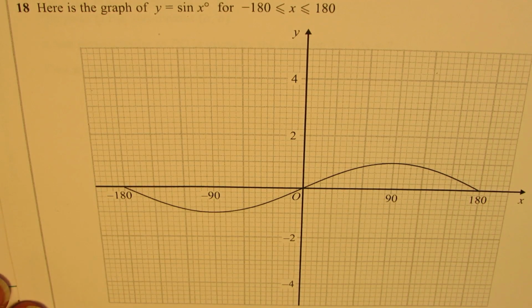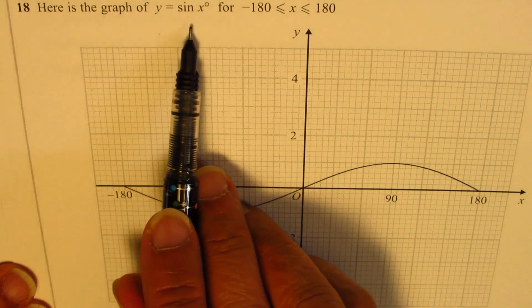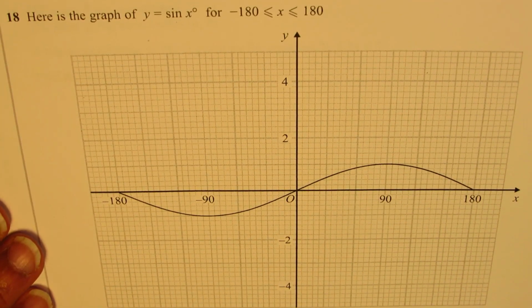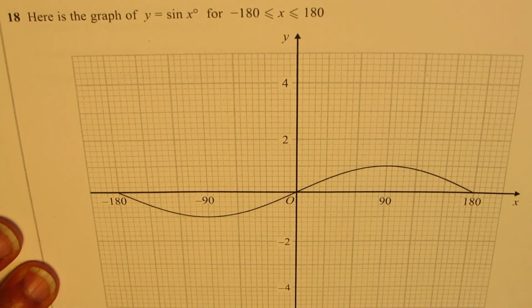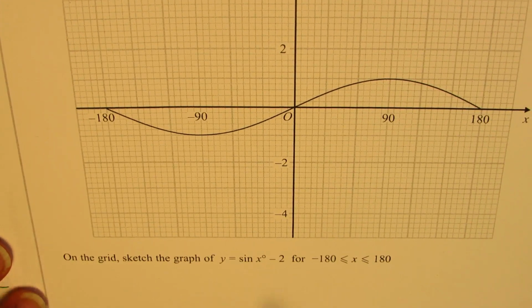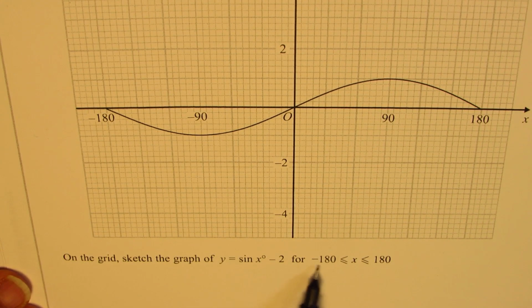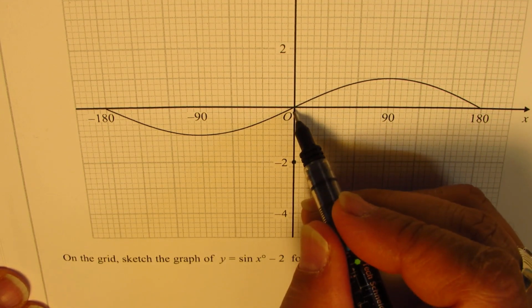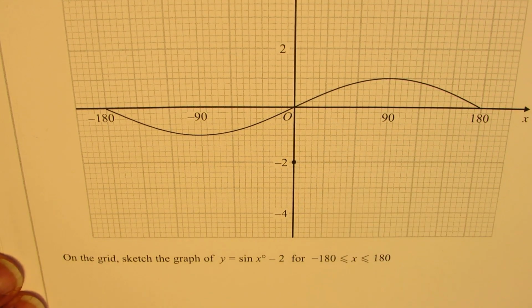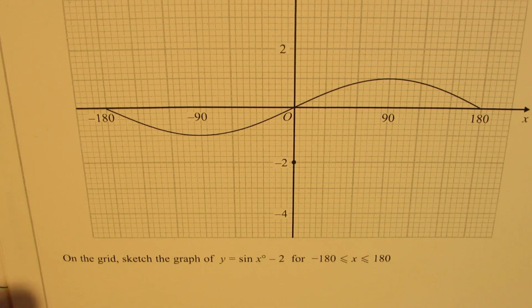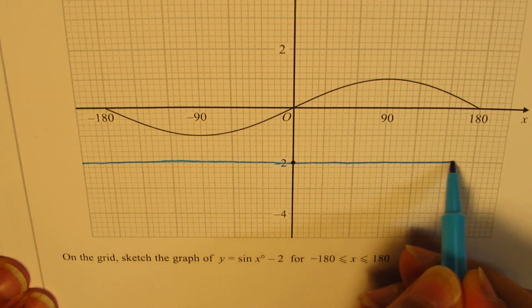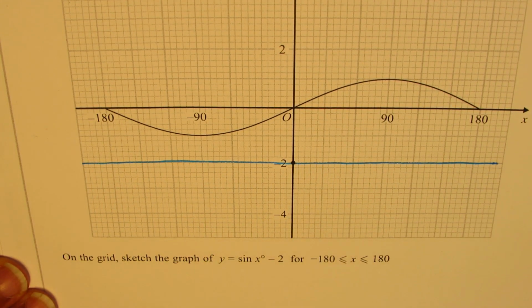Question number 18. Here is a graph of y equals sin x for minus 180 to 180, right? So that's the interval in which the graph is drawn. The question here is, on the grid, sketch the graph of sin x minus 2 in the same interval. So basically, we have to just move this 2 units down, correct? So this point will come at minus 2. The axis will now be not y equals 0, but will be at y equals minus 2, right? So that is going to be the axis, basically, right?